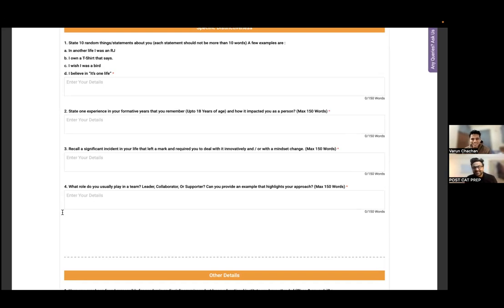So this is the question that I find the most difficult so far, because we have to support our argument using an example, and you might think that there might be consequences depending on which role you select, be it leader, collaborator, or supporter. But I think we can just be honest with our answer and select any of the three approaches, as long as we provide a story that backs it up properly.